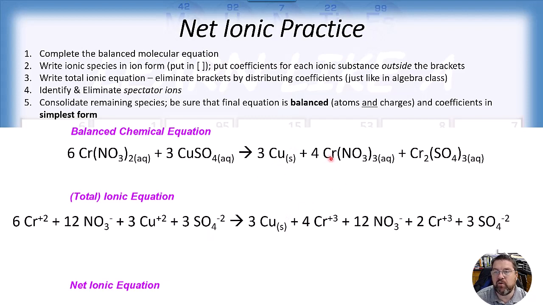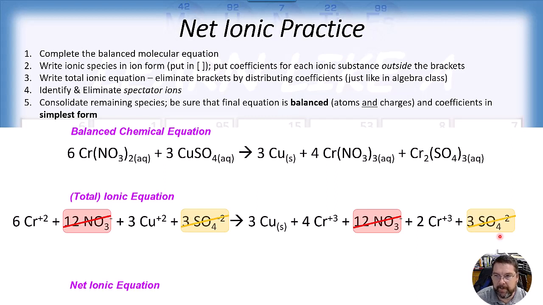And we have chromium 3 nitrate, and there's 4 of them, so you're going to get 4 chromium 3 ions, and you've got 4 times 3, which is 12 nitrate ions. Then our final product is chromium 3 sulfate, and so you're going to have 2 chromium 3 ions and 3 sulfate ions, because we've got the subscript 2 here. Now looking at this, we have in common nitrate ions, 12 on each side, so they're going to be spectators and will be eliminated. And we can also see that we have 3 sulfate ions on both sides, so they are spectators and they will be eliminated.